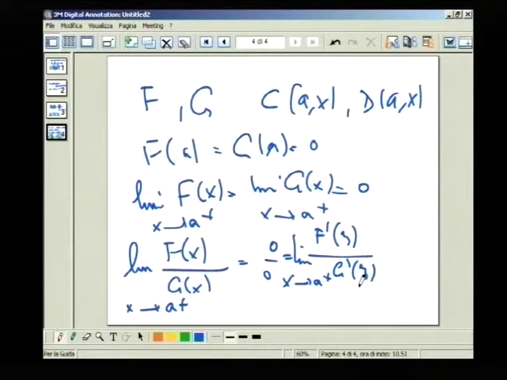But then, since zeta pertains to the interval from a to x, when x tends to a plus, zeta also tends to a plus. So what you have now is the limit of f dash of zeta by g dash of zeta when zeta tends to a plus, as if you are writing the limit when x tends to a plus of f dash of x divided by g dash of x. And that's exactly L'Hopital.